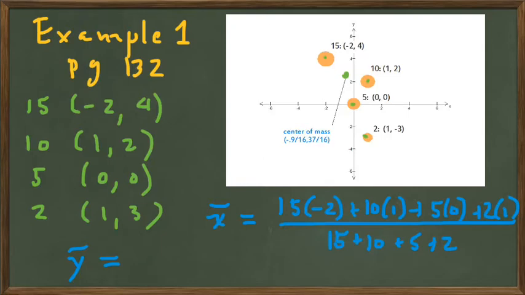So in the x case, we were doing these distances, right? How far it was from the x-axis, and for the y center of mass, we are putting in how far the masses are from the, actually I said that wrong, right?